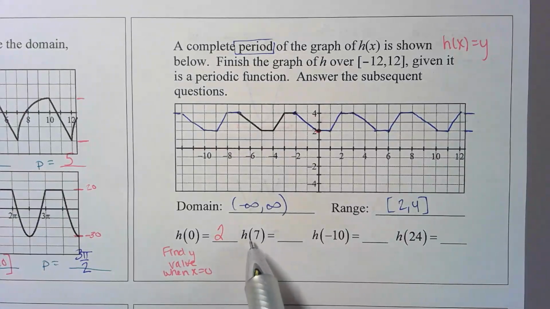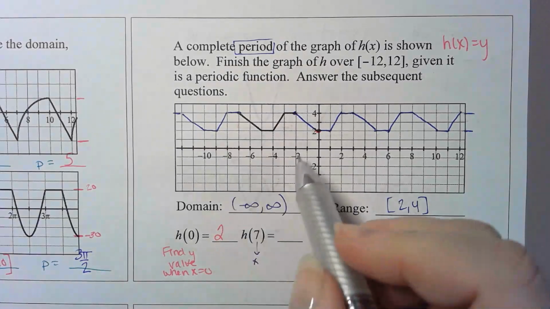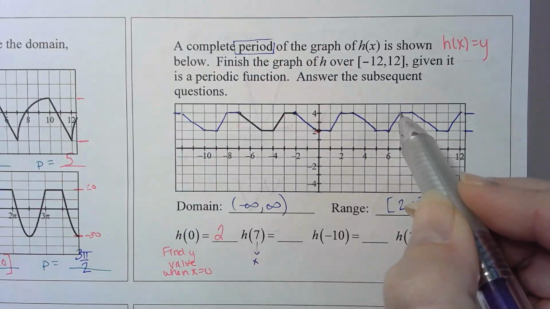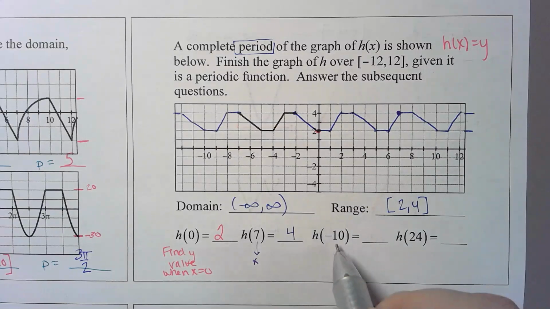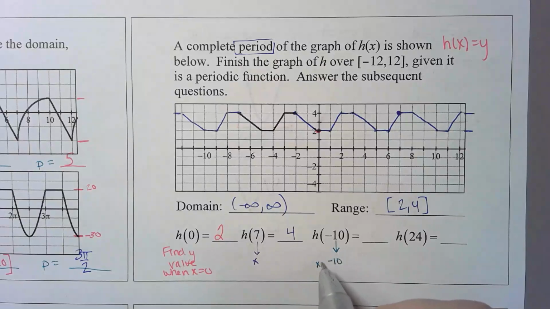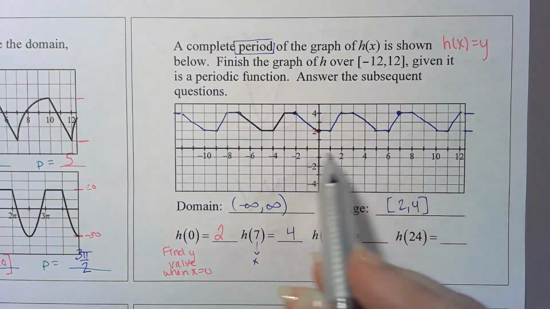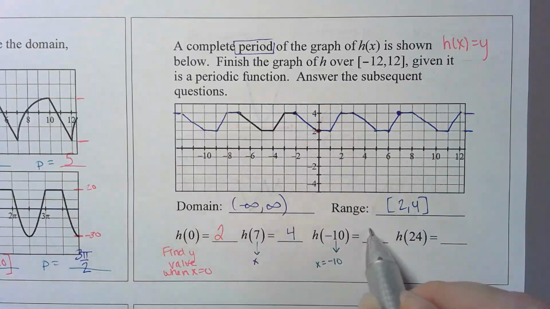Let's look at this question. h of 7. Find the y value when x equals 7. Okay, let's go to the graph here. 6, 7. Oh, the y value is 4. All right, well, this is easy. Negative 10. h of negative 10 says go find the y value when x is negative 10. Okay, negative 10. The y value is 2.